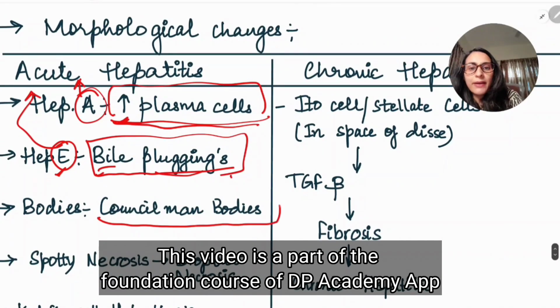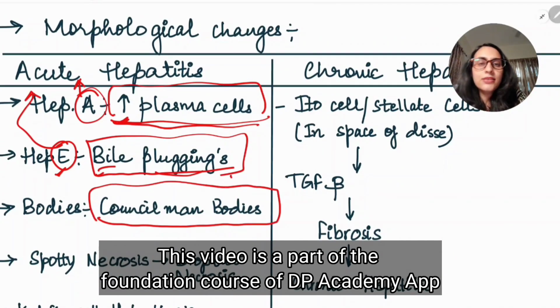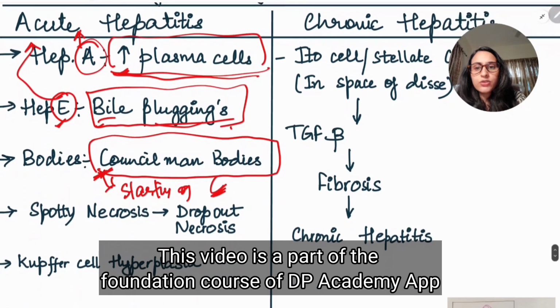And you can also see councilman bodies in case of acute hepatitis, or the starting stage of hepatitis C. So basically, to be very appropriate, councilman bodies are seen at the starting stage of hepatitis C. Starting of C for councilman, C for hepatitis C. And these are the apoptotic bodies. These are the necrotic bodies. So spotty necrosis is seen, and then there is dropout necrosis. Because there is necrosis, a lot of cells are dying.